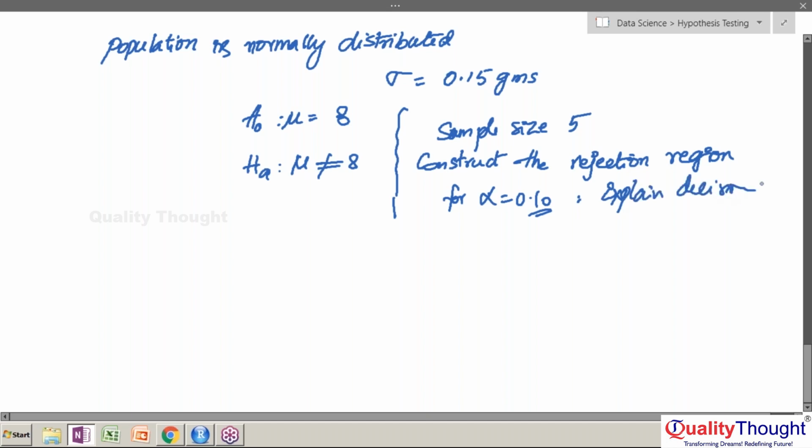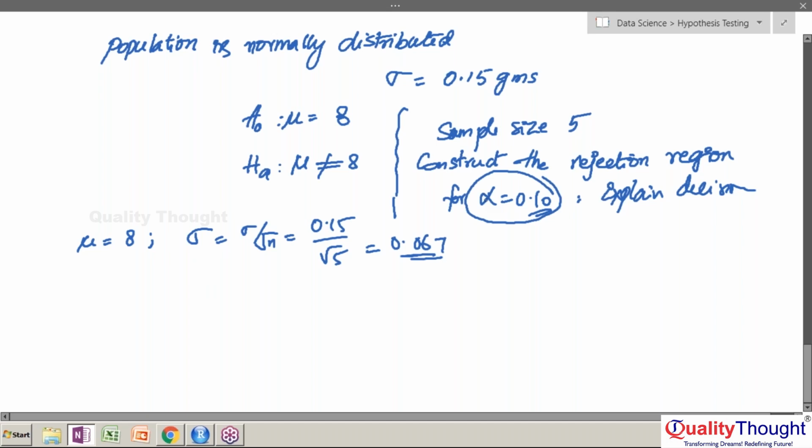Now, based upon this part, we know everything. We know mu is equal to 8. Then you need to identify the standard error, sigma divided by root n: 0.15 divided by root 5, which is close to 0.067. Now alpha has already been given, which is 0.10, right?